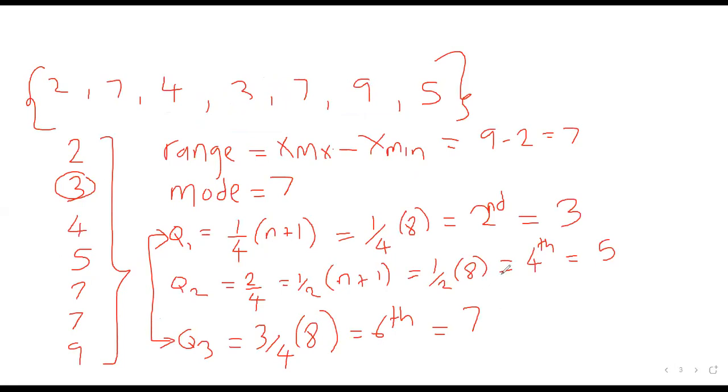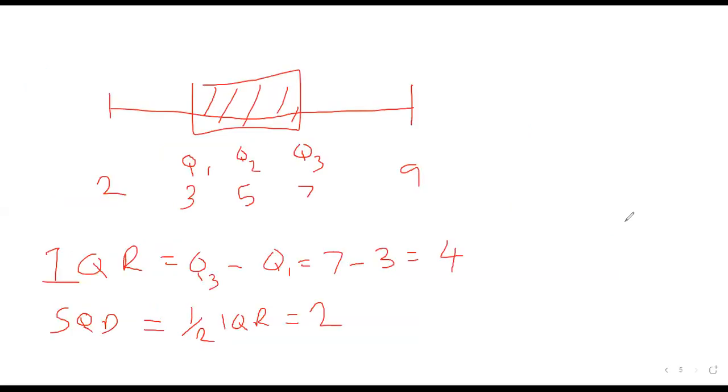Now, if you are asked to identify the outliers, outliers are the numbers outside this whisker plot. So to find outliers, it's the lower quartile minus 1.5 of the interquartile range.